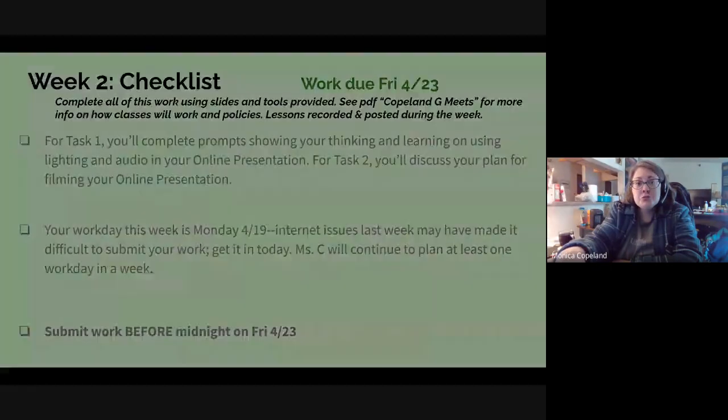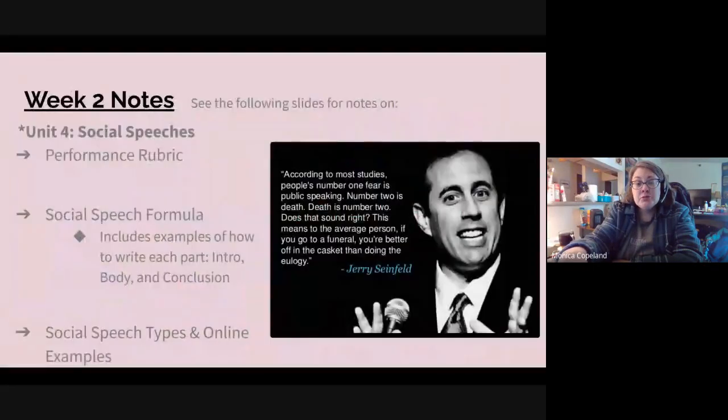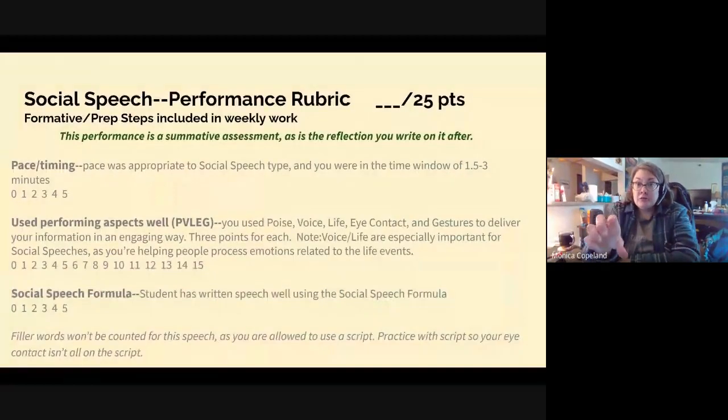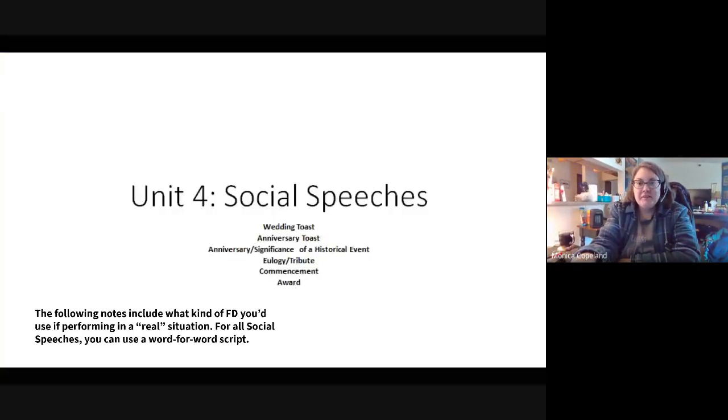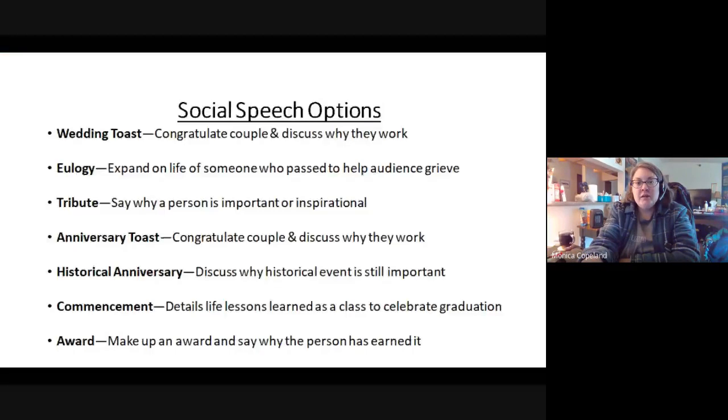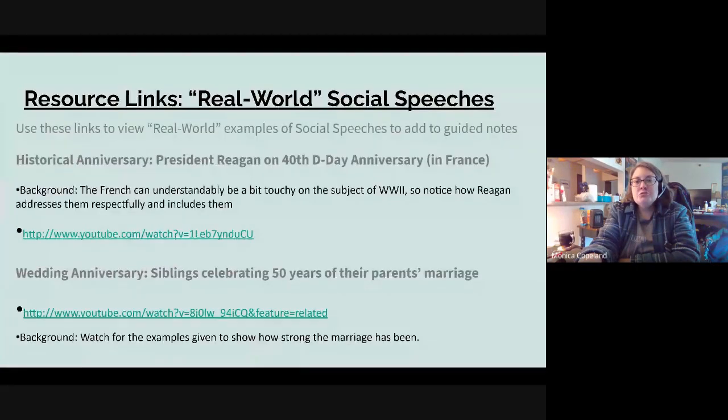If you choose to use the student examples, those are in a folder in this week's folder, and they say social speech examples. I don't like to be vague. So if you watch student ones, that's how you can do that. If you choose to watch online ones, I have links throughout here. So look for this blue colored slide.